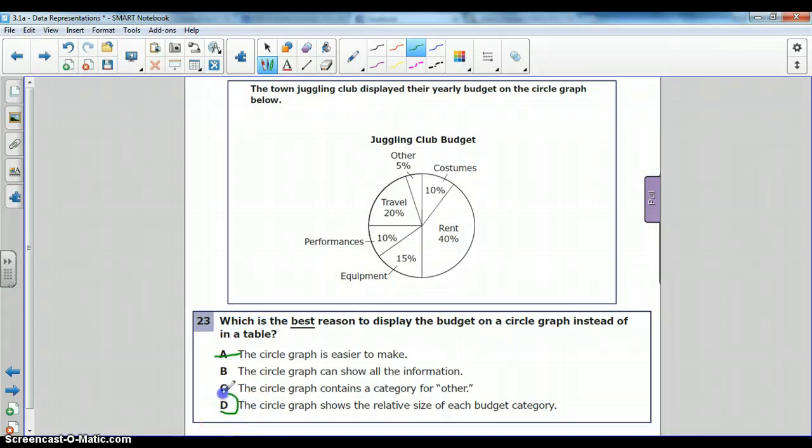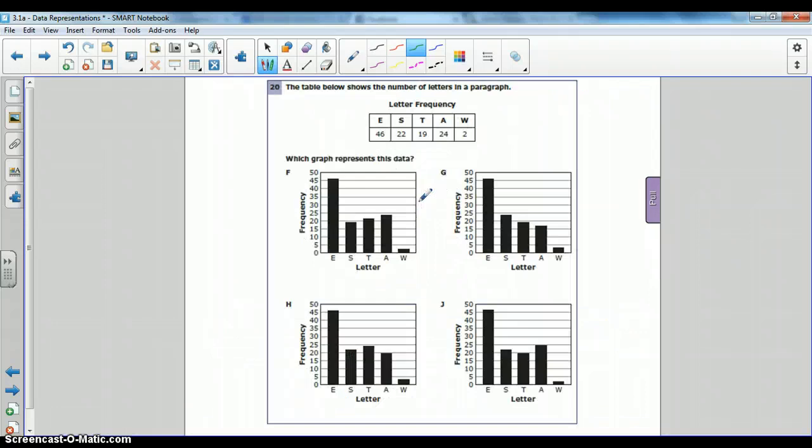I would say this one, because that's kind of why you use a circle graph, to compare things. Like if you're doing your own budget, you see you spend the most on this and the most on that. And that makes the most sense to me, because when I'm looking at the juggling club, I can clearly see that they spend the most money on rent, then they spend a lot on traveling, and then equipment, and then performances and costumes. That's why these are hard to teach, because it's just a matter of understanding data.